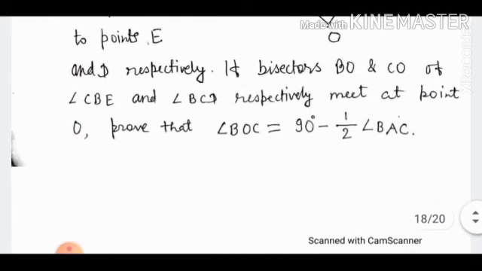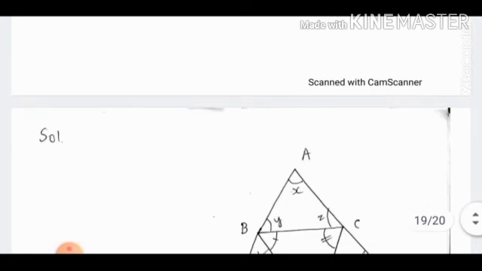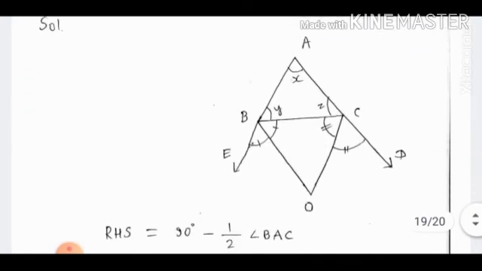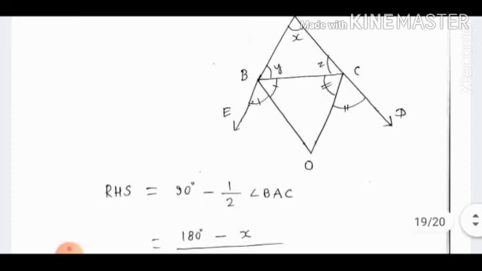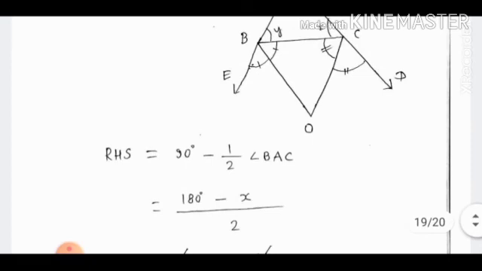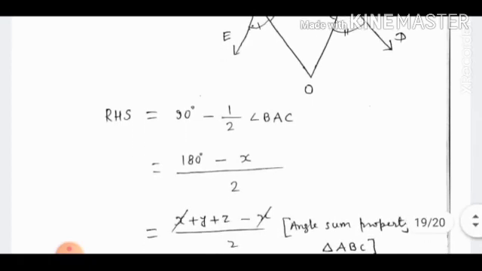Let us prove it. We know two theorems should be applied here: one is the angle sum property of a triangle, and the other is the exterior angle property of a triangle. Let us name X, Y, Z for angle A, angle B and angle C for our convenience. Now let us proceed with the RHS because the RHS is longer. So RHS is equal to 90 degree minus half angle BAC. This can be written as 180 degree minus X by 2 because angle BAC is equal to X.